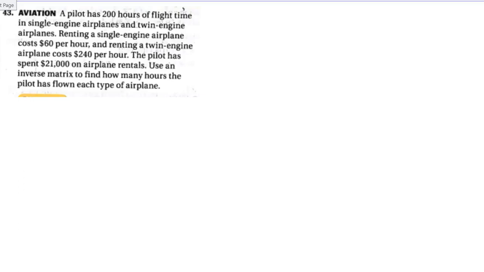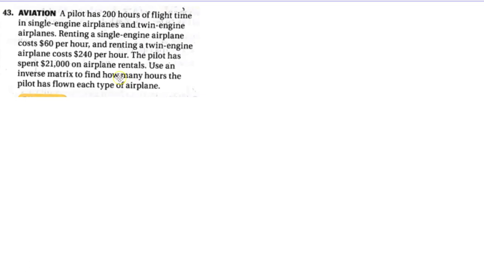Hi, this is problem number 43 from page 215 in the Algebra 2 book. So let's read the problem. A pilot has 200 hours of flight time in single-engine airplanes and twin-engine airplanes. Renting a single-engine airplane costs $60 per hour, and renting a twin-engine airplane costs $240 per hour. The pilot has spent $21,000 on airplane rentals. Use an inverse matrix to find how many hours the pilot has flown each type of plane.